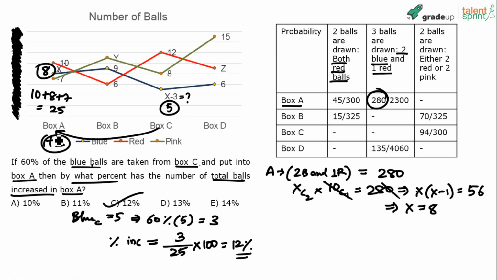You're able to follow. When 3 balls are moved from box C to box A, the total number of balls in box A will become 25 plus 3, 28. But that does not mean that you will take 28 in the denominator. Denominator will remain 25 only, right? By what percent has the balls increased? So initially there were 25, now it has increased by 3. So 3 upon 25. That's the percentage we are looking at, right? So option C is the answer.